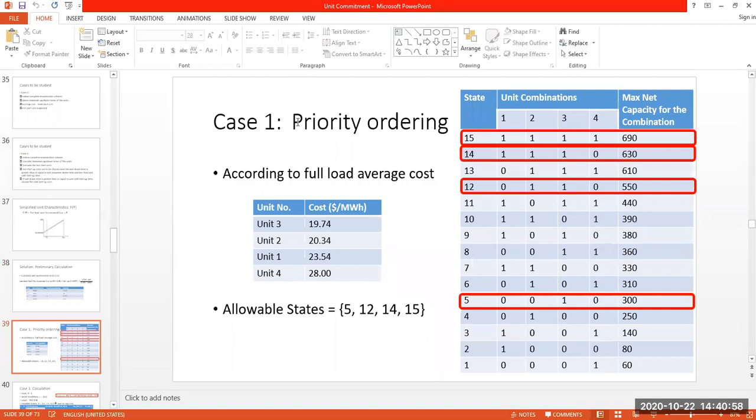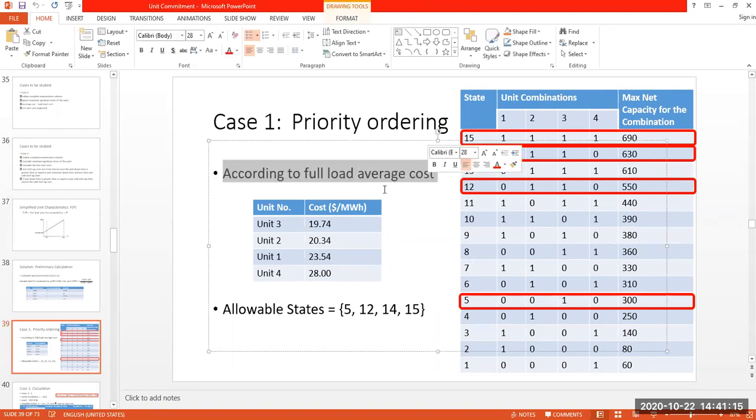Then in the first case, we said that we are following the strict priority ordering. So as we are following the priority ordering, we have to follow the priority strictly. So what was the priority? The priority was set according to the full load average cost. So this was the full load average cost. This was actually given in the actual problem statement.